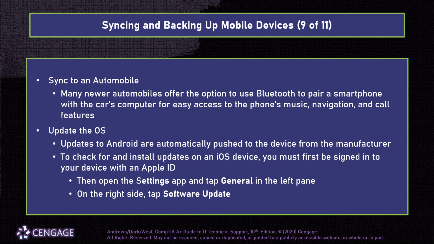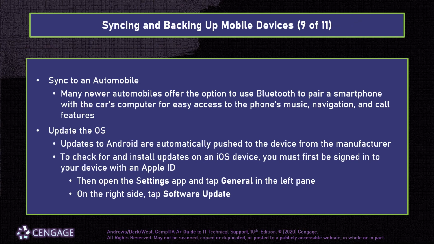Syncing to an automobile. This is now, of course, something that's very common. We have car synchronization. Newer automobiles offer the option to use Bluetooth to pair smartphones with computers for easy access to your car for music, navigation, and call features. This means that car hacking is going to be even more of a concern, so we have to make sure that we keep our updates current.